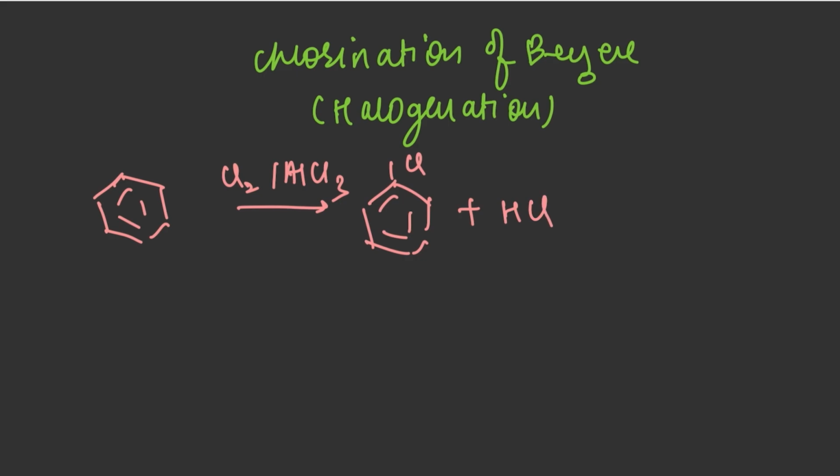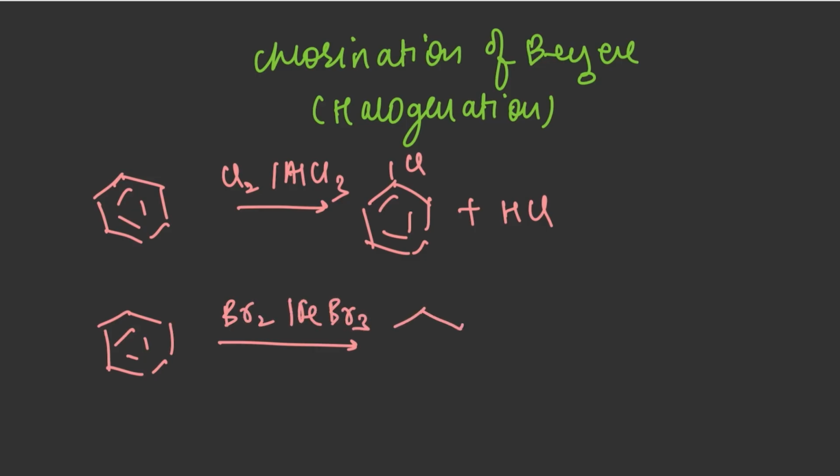Or when benzene reacts with Br2 and FeBr3, it will form bromobenzene plus HBr. Now, how does it happen? What is the mechanism behind it? Let's see.